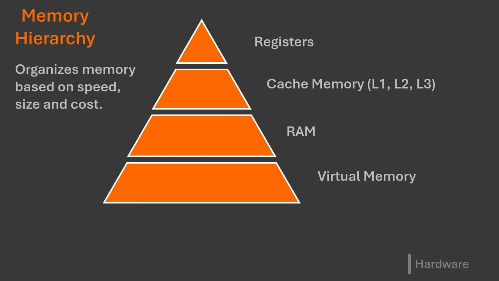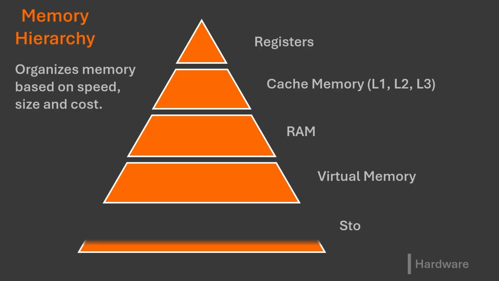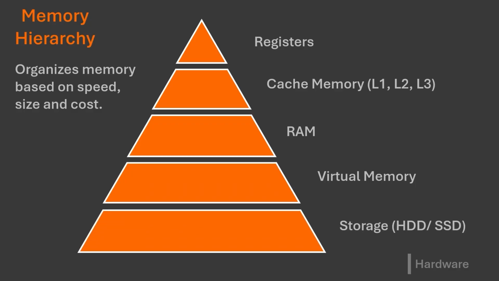Virtual memory is an interesting one. When RAM is full, a portion of the computer's storage drive, which is the HDD or SSD, is used as an extension of RAM, allowing the system to run more applications or handle larger data sets than physical RAM alone would permit. This is called virtual memory. And HDD or SSD storage is the slowest in speed and the largest in capacity.